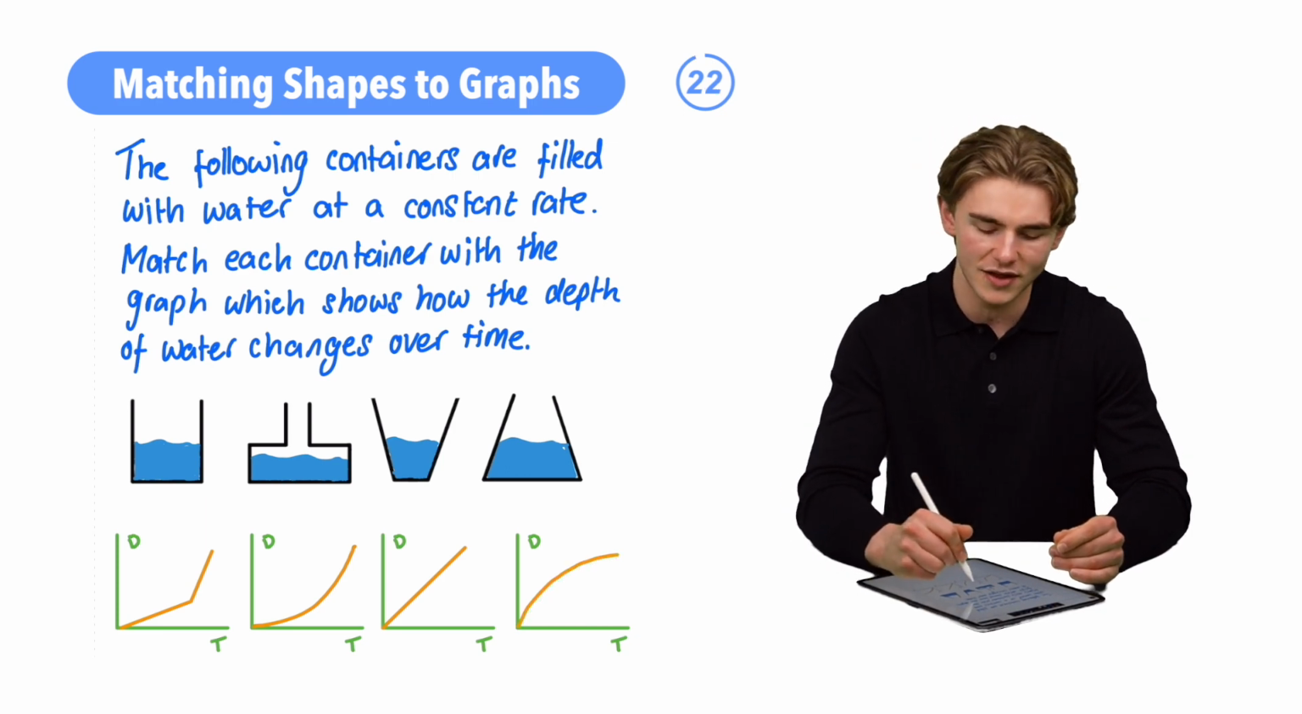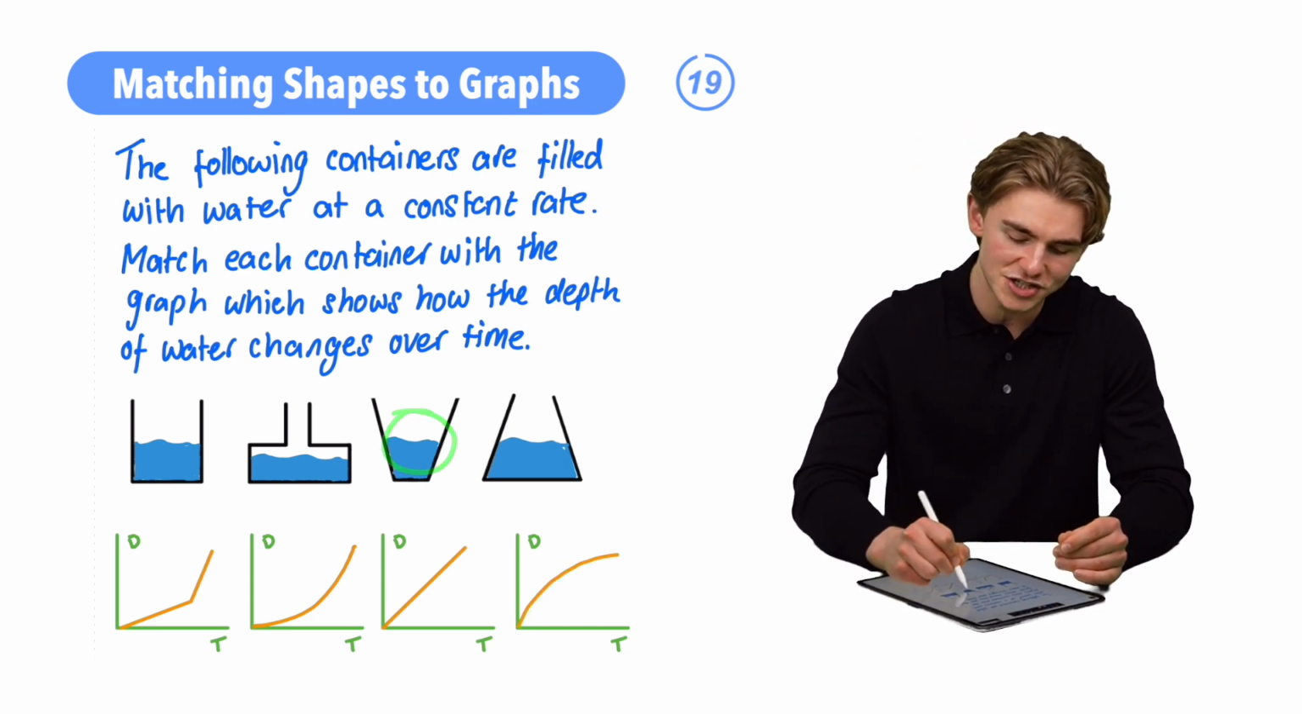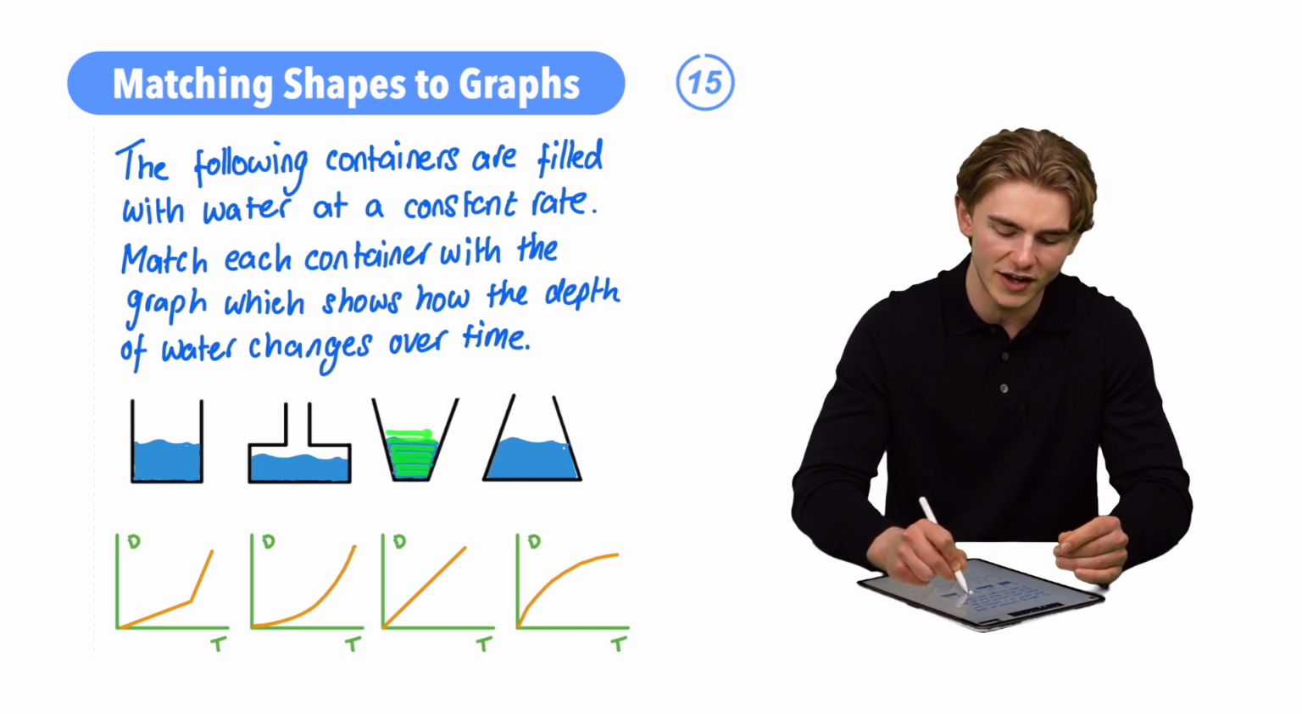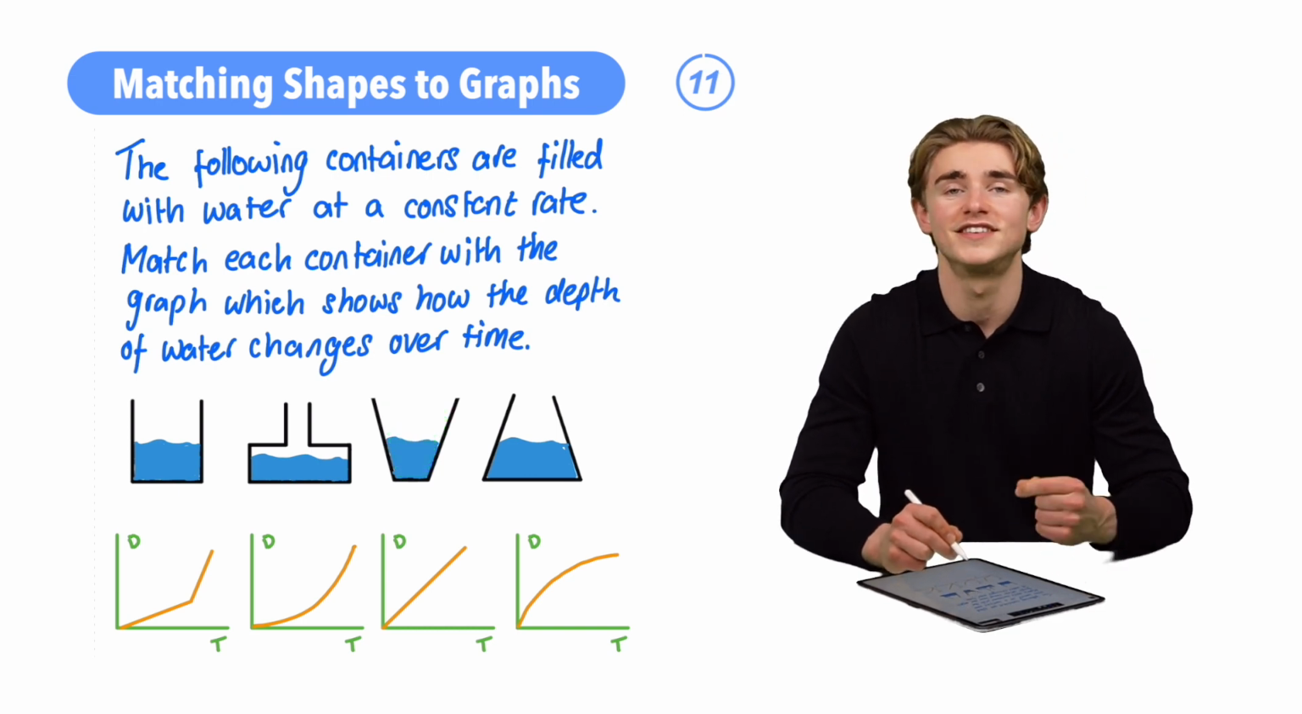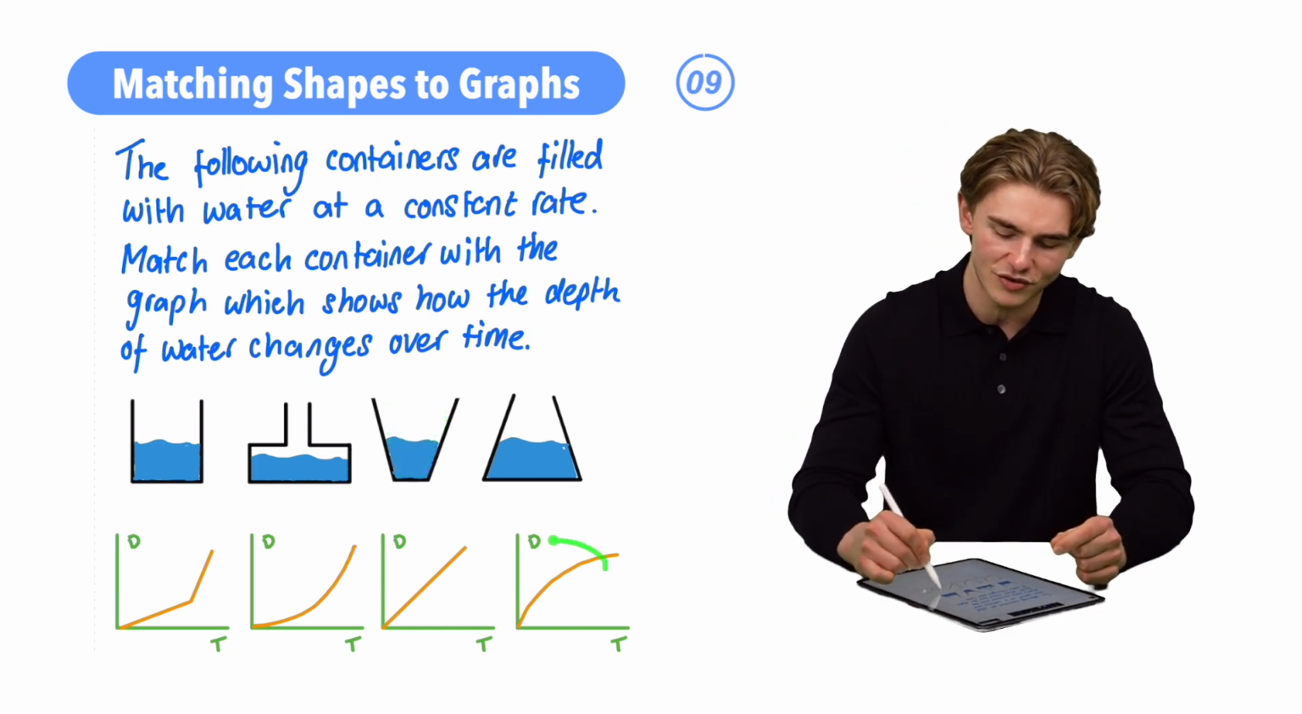That's going to go with this picture here, guys. Why? Because initially we have a very thin container, which is going to be increasing in depth very quickly. It's going to be filling up quickly, and over time as it gets thicker, the rate of change of the depth is going to decrease. That's why it's going to go with this graph over here.